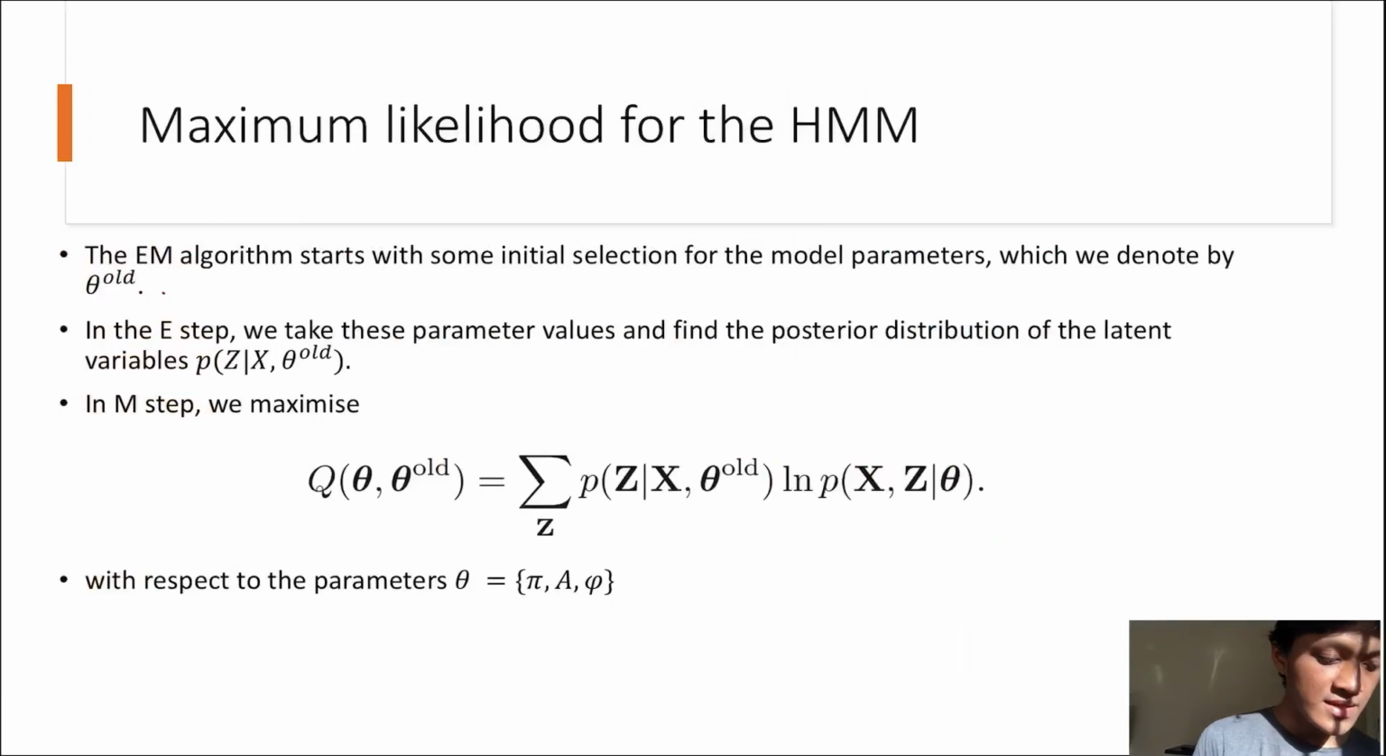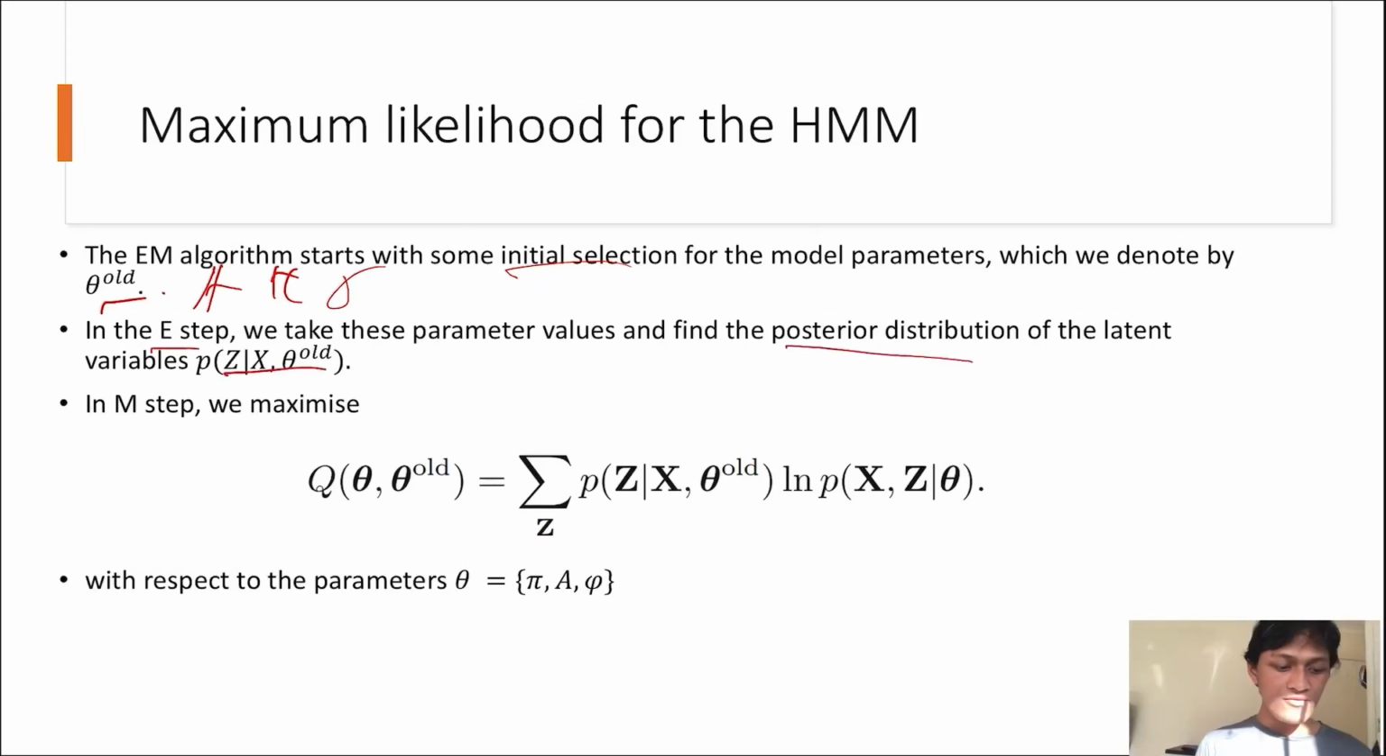The first one is using maximum likelihood. The steps are: first we initialize the parameter theta, which consists of A, pi, and also sigma. Then in each step, we take the posterior distribution of the latent variables, the value of this one, and then we do the M step, that is maximizing this Q(theta, theta old). Then we can get the newly updated theta. And then we repeat this process until we get the optimal parameters of theta.